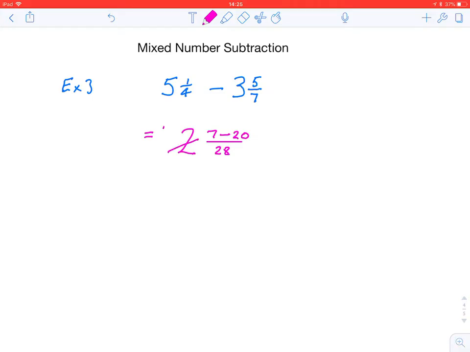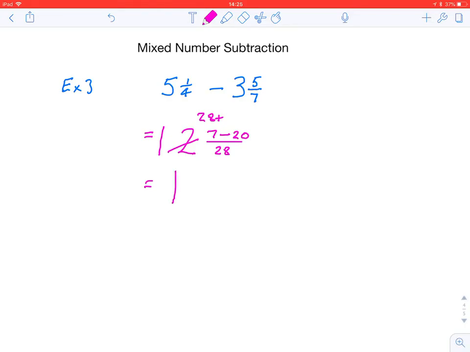So if I borrow one of these two whole numbers, there'll only be one left. How many extra 28ths does that give me? It gives me 28 28ths. That's why we call them 28ths. So I'm going to write 28 plus at the top. I've got an extra 28 of them now. So I've got one whole number.